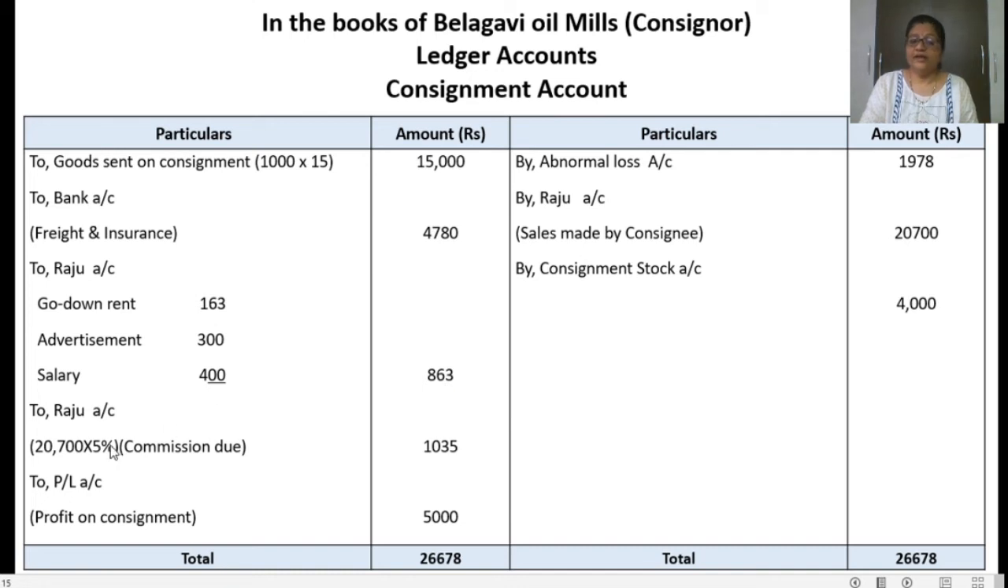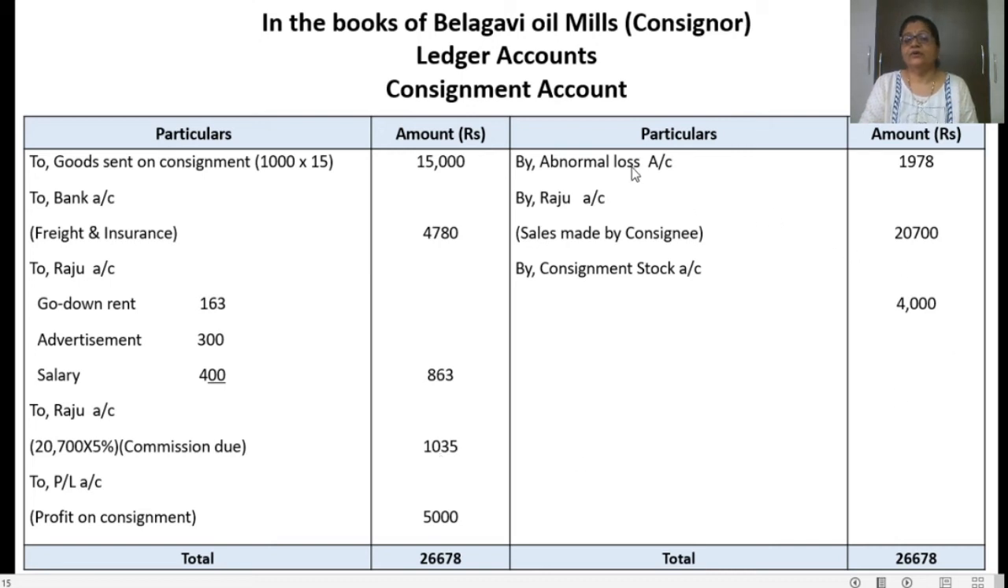Then you have to pay him a commission. There are two types of commission. So total commission payable to him is 3 plus 2, that is 5% of total sales. Now let us see, first the total sales is 20,700. From that 20,700 you have to take 5% commission. So 5% commission is 1,035.